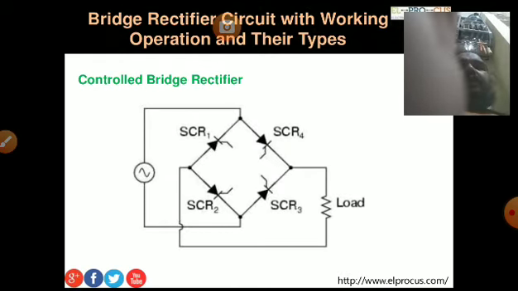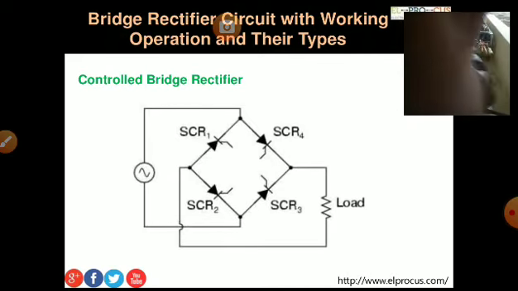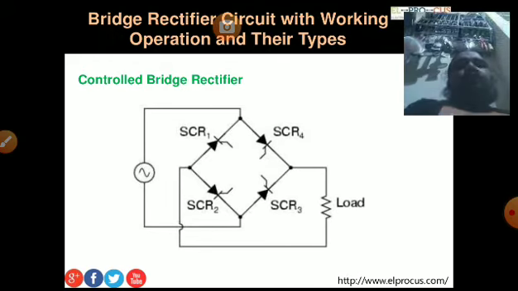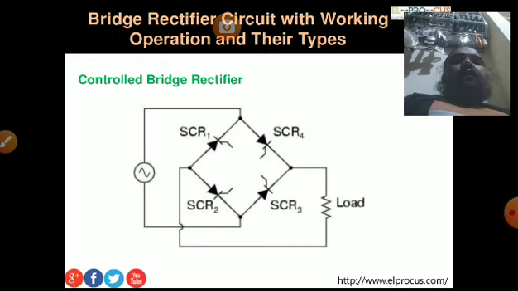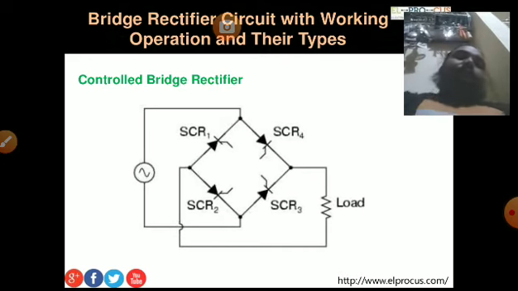Controlled bridge rectifier. The basic circuit diagram will be there in the slide. It uses silicon controlled rectifiers, four of them: SCR1, SCR2, SCR3 and SCR4.